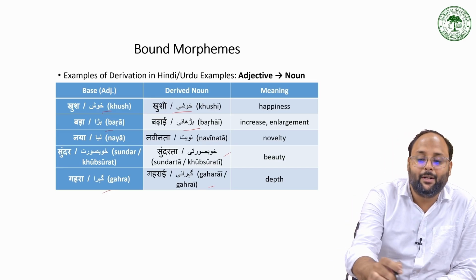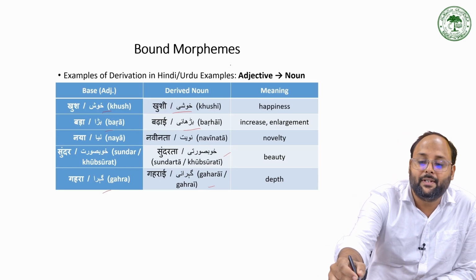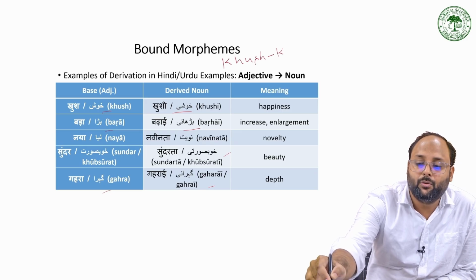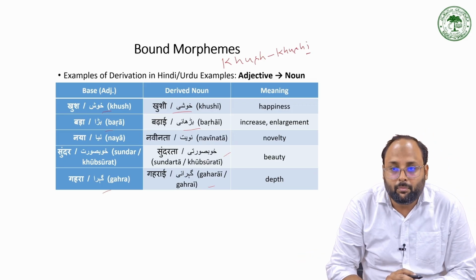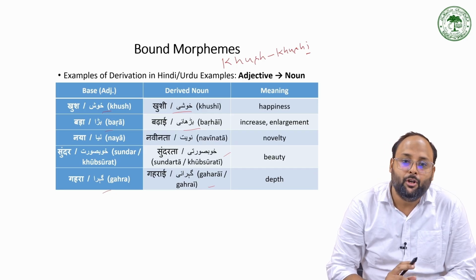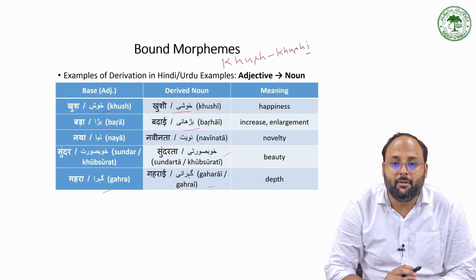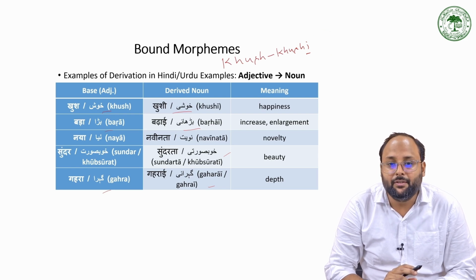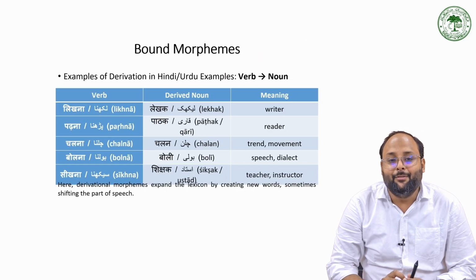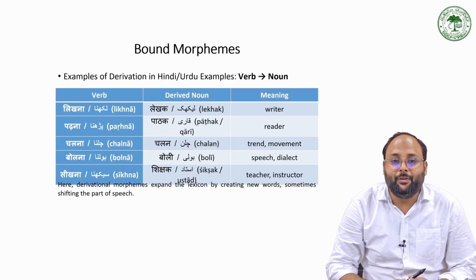In khush and khushi we have the e suffix, which is the derivation. We can write khush changes into khushi. Here e is the derivational morpheme which changes adjective to noun. And we have bada into badai. Here i is the derivational suffix which changes the adjective into a noun. We have another example of bound morphemes, or we can say the derivational morphemes from Urdu Hindi, from verb to noun.